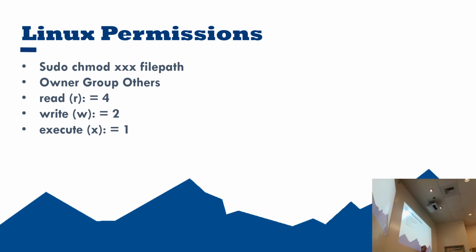Here's a question. Who wants to walk me through it if I wanted to give the owner, the group, and the others read access only? What would that be? 444, exactly right. And how'd you get that? They're going to have a 4 for read, a 0 for write, and a 0 for execute. So 4 plus 0 is, of course, our good friend 4. So it'll just be sudo chmod 444, then the file path.